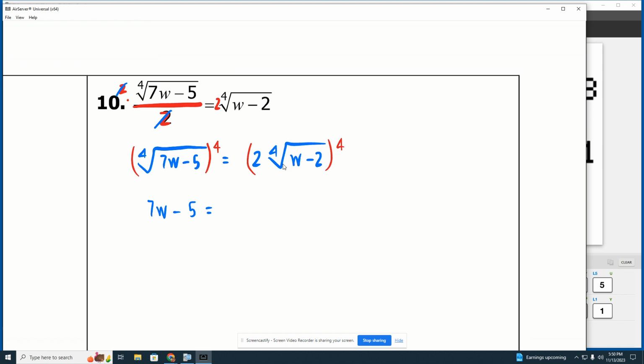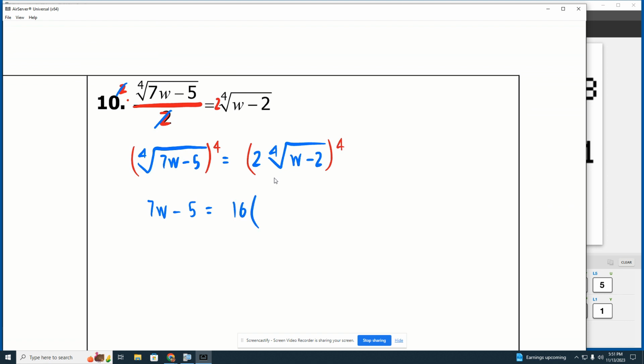But this right side, remember, we had a problem like this yesterday. That 2 is not inside the radical. So that 2 has to be raised to the fourth power. It doesn't just get to cancel out. 2 has to be raised to the fourth power. And 2 raised to the fourth power is 16.